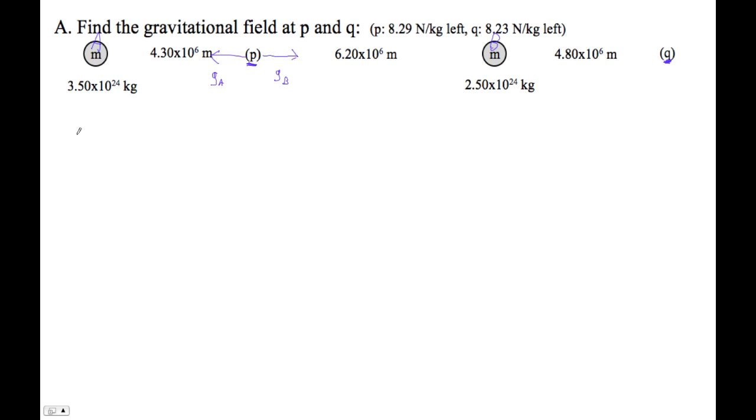Okay, and then remember that gravitational fields are GM over r squared. In fact, this is actually in the data packet, whereas the one for electric field is not in the data packet. So we've got to be careful, right?